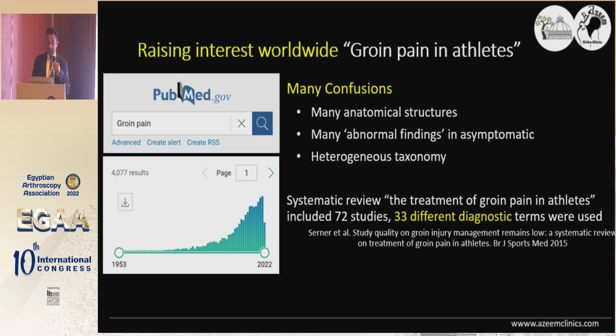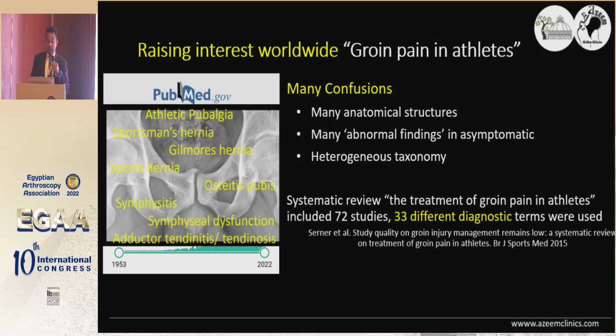of groin pain. There is a lot of confusion, a lot of problems, a lot of dilemmas concerning this, like the many anatomical structures lying in the groin area, the abnormal findings in asymptomatic patients, as well as the heterogeneous taxonomy. In a systematic review studying the treatment of groin pain in athletes, they found that in 72 studies, they used 33 different diagnostic terms.